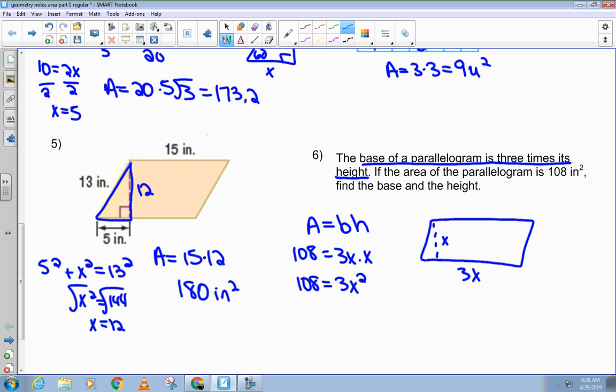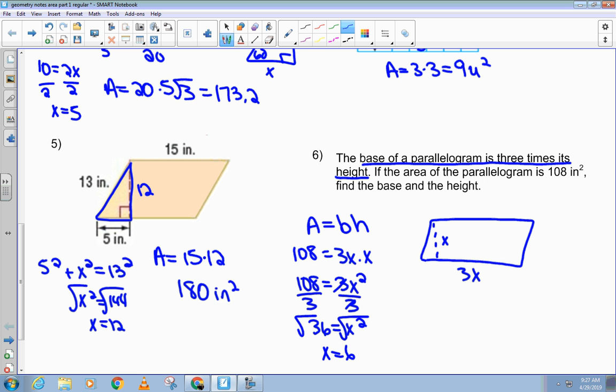Even if it was just an x, what would I do to get x by itself? Divide by 3. So to get x squared by itself, I'm going to divide by 3 also. Okay, so 108 divided by 3 is 36. Now I still need to get x by itself. What do I have to do now? Take the square root. Whatever I do to one side, I have to do the other. And so x is 6.